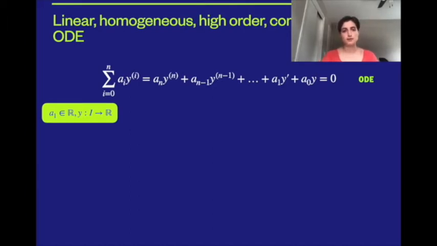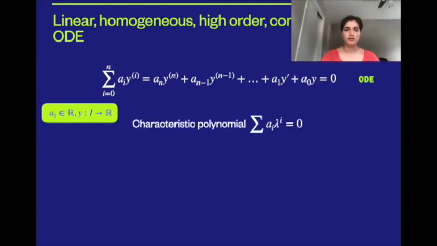If y is a function, the only way you can have a linear high-order constant coefficient ODE is by having a sum of terms in which you have a_i being a constant and y^(i) being the ith derivative of y. So in this formula we have, starting from the right, a0 y, then a1 y prime, and so forth up to order n.